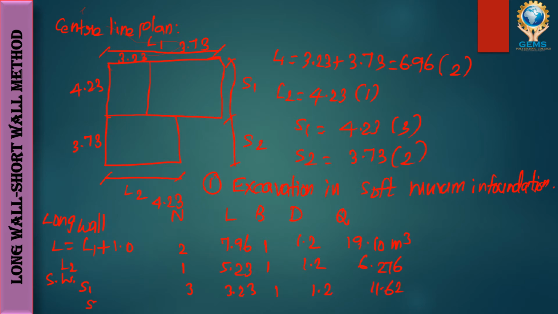Then for S2, it is a similar type: 2.73, that is S2 minus the width of an item, 1.1. Here also the breadth is 1, then 1.2 is the depth, and the quantity is 6.5. So the total quantity of excavation in soft muram is equal to 43.56 meters square. This is the first case we have found.